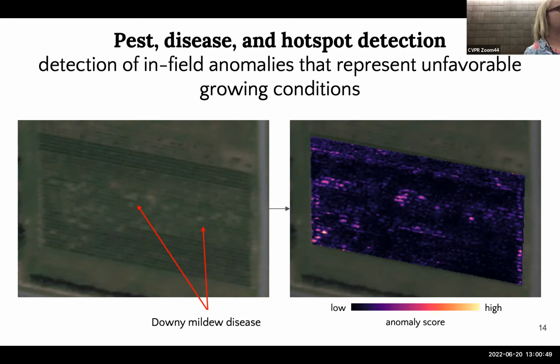An example of that here is a high resolution image from a satellite called SkySat from Planet Labs, which used to be owned by Google. You can see there are these bare spots within the field that are actually where downy mildew disease is growing on these Chardonnay plants. On the right, this is showing the anomaly score from one of our models that is detecting where in-field anomalies might be. The bright yellow pink pixels are showing higher anomaly scores and the darker ones are lower anomaly scores.